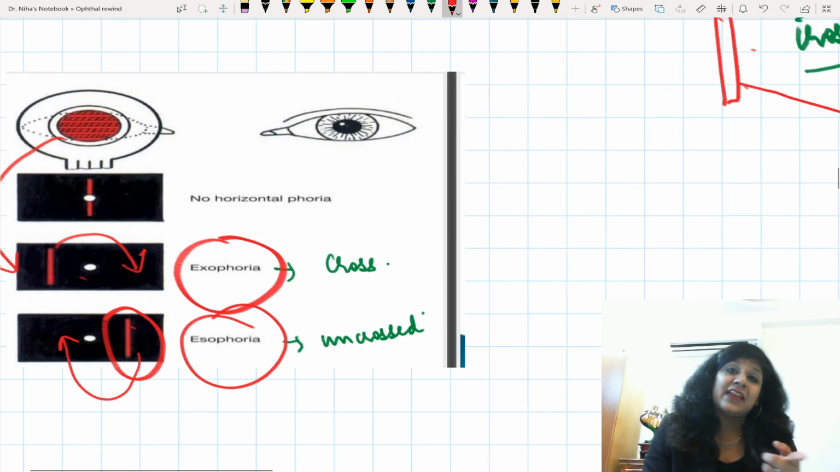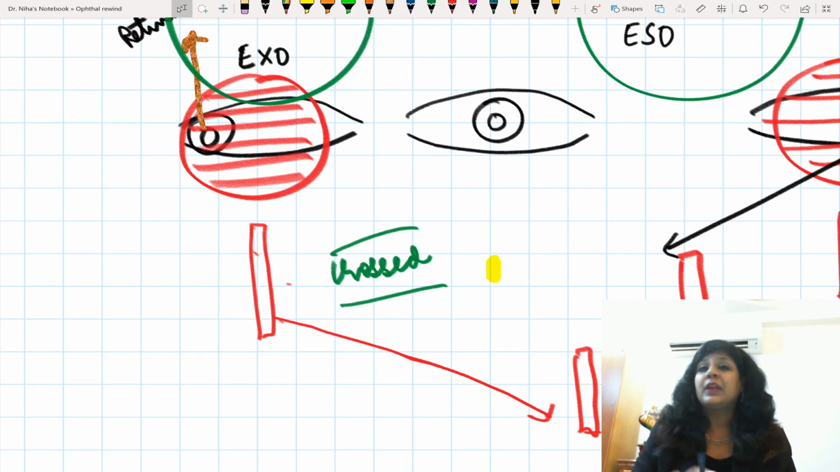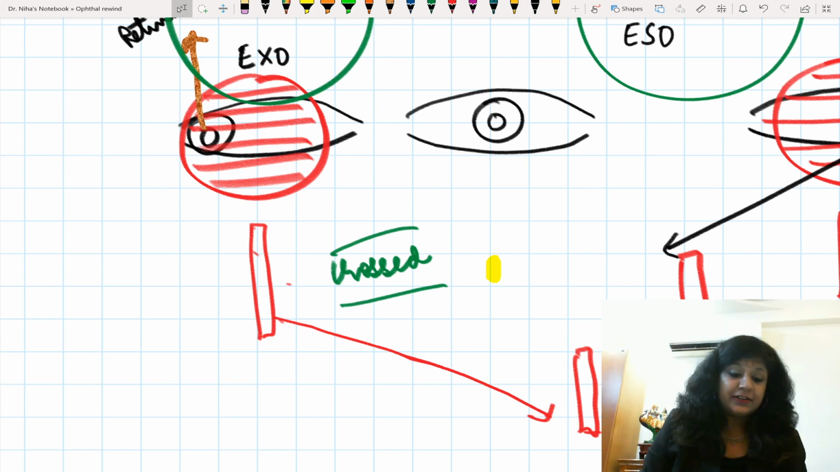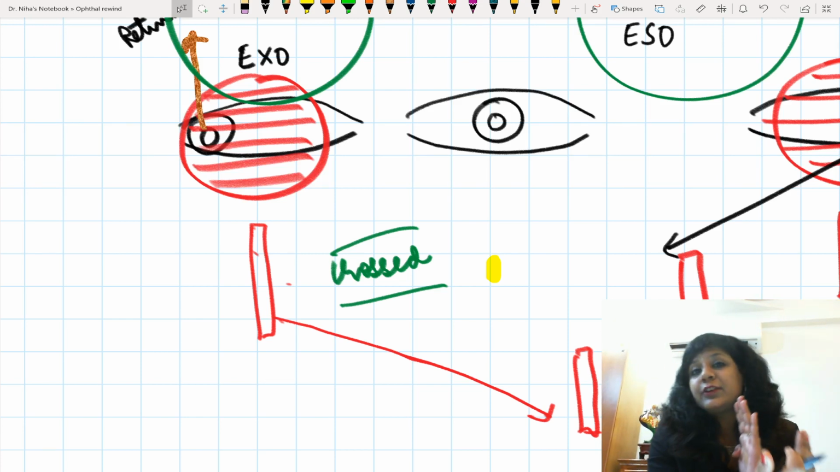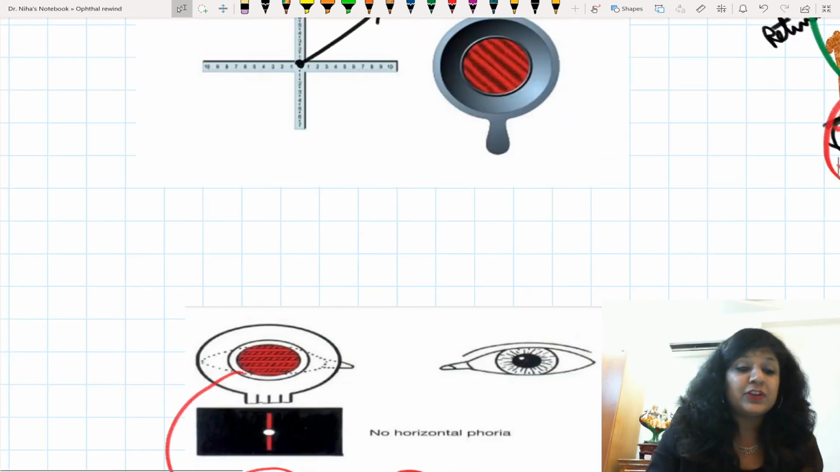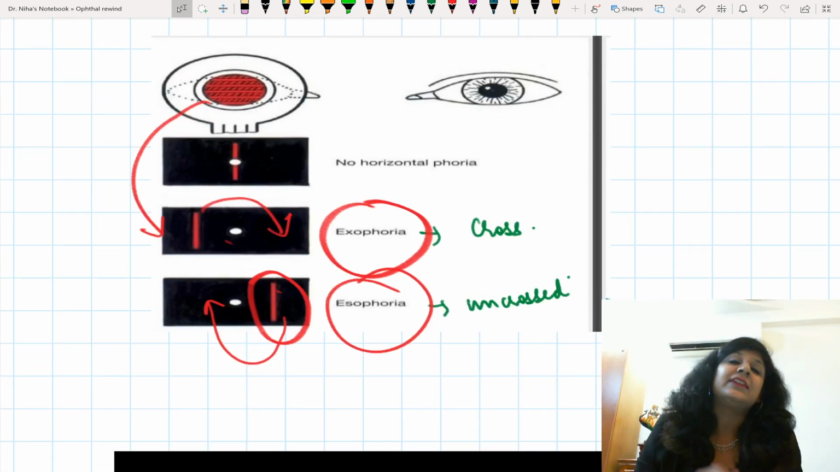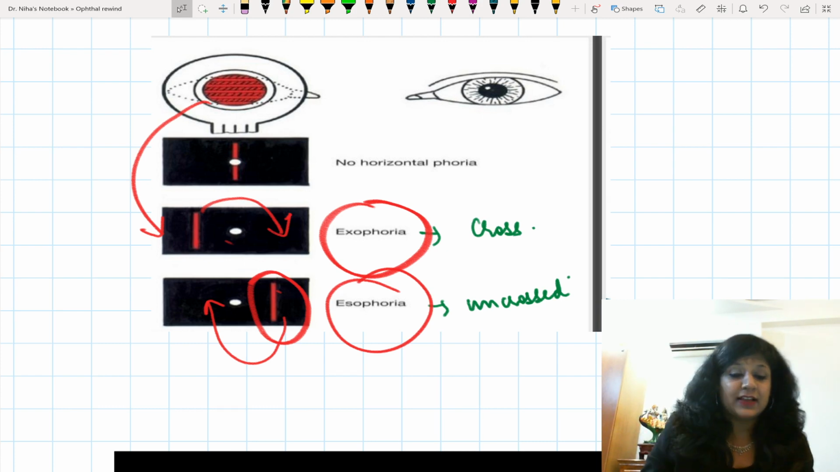But if they are saying in the question that the person is seeing the red line on the same side of the dot reflex, or the patient is seeing the red line on the opposite side of the dot reflex, then you have to take it as it is, right? But if they show you like this, then you have to reverse it and then give your answer. And that is why in most of the questions you are solving, you are getting the opposite answer.